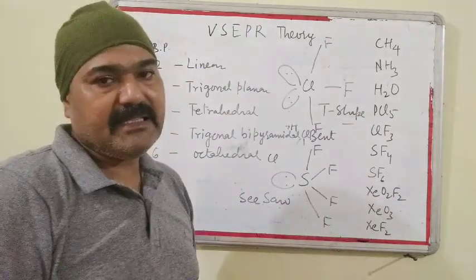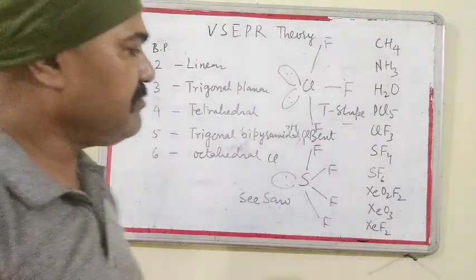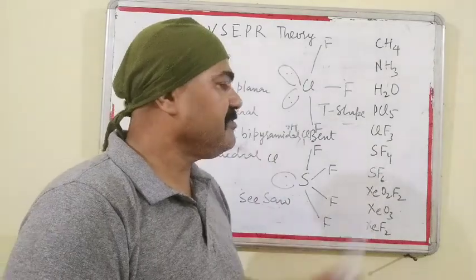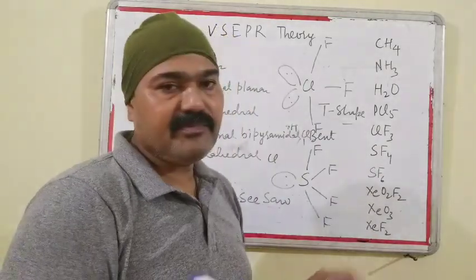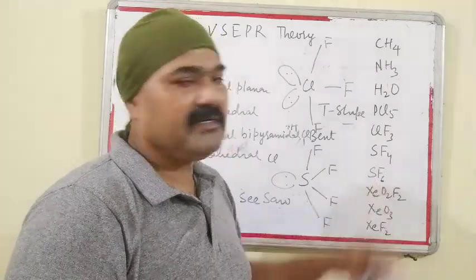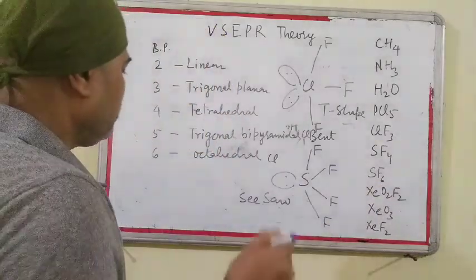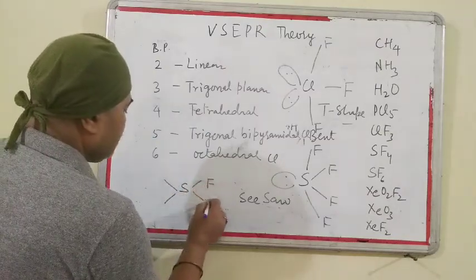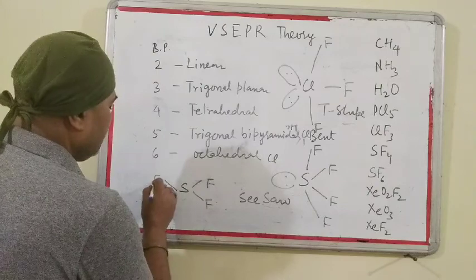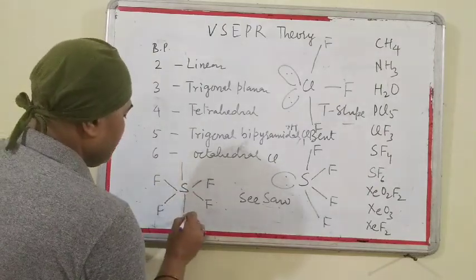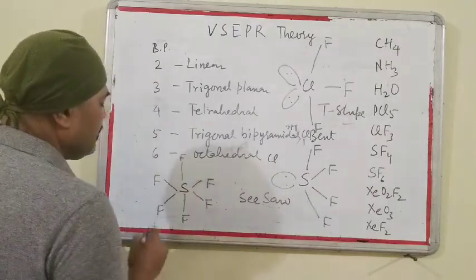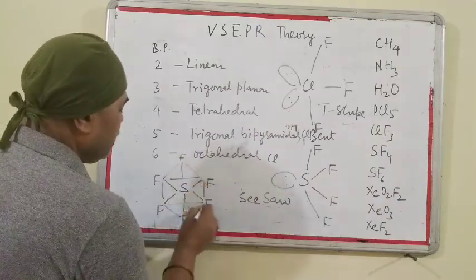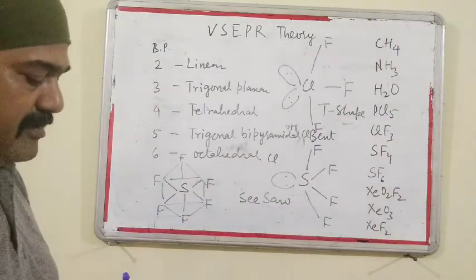Now another one, SF6. In SF6, again sulfur has 6 electrons in the outermost orbit, combined with 6 fluorine atoms. No lone pairs are there, so the geometry will be regular. So this S combines with 6 fluorine atoms, and to make the least repulsion among them, it is found in the octahedral shape.